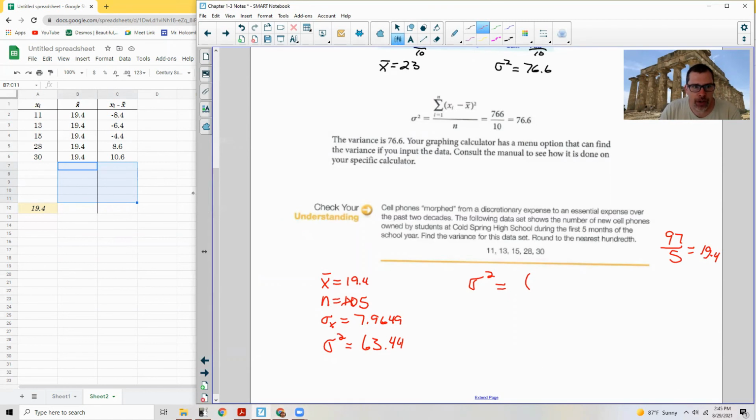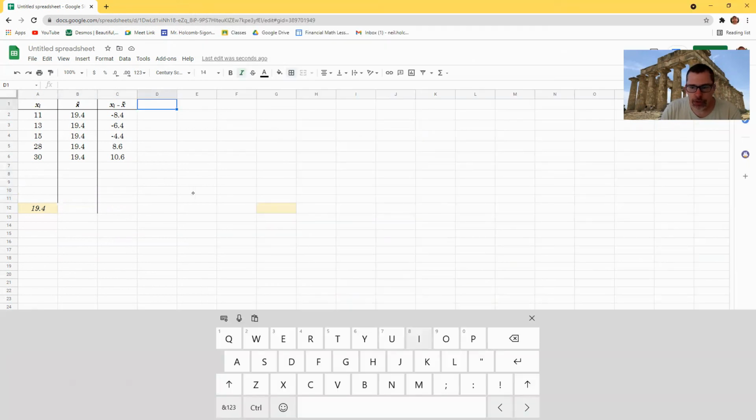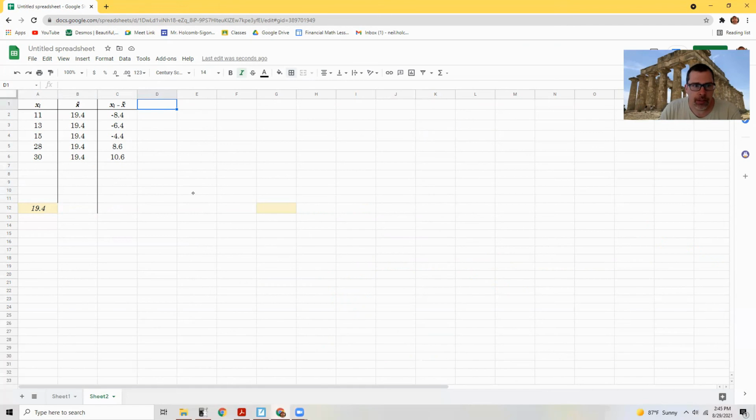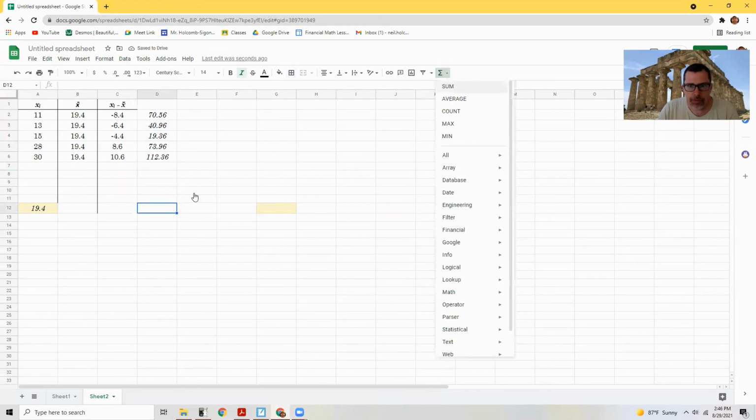I need to square this column. So I'm going to take this column here and square it. I'm not going to put a header just for time's sake. And it's going to equal this times itself. That's the same as squared, and autofill.